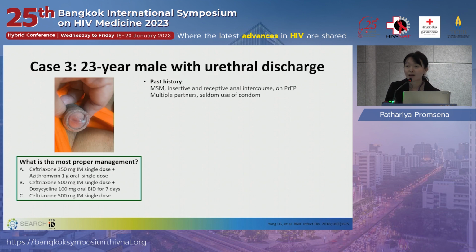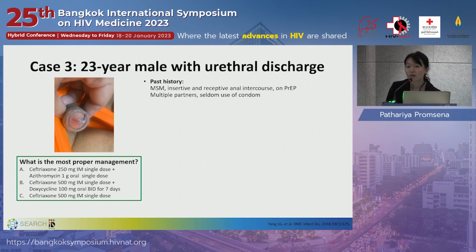And let's now turn to the last case. A 23-year-old man had dysuria and urethral discharge again. He was an MSM, with both insertive and receptive anal intercourse. He had a history of multiple partners, so didn't use a condom, and he is taking PrEP.